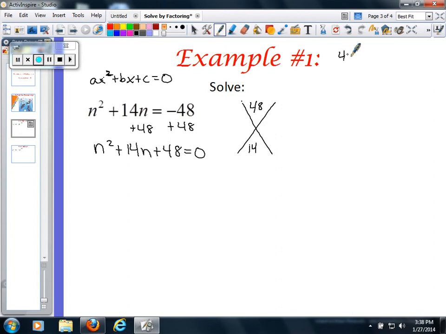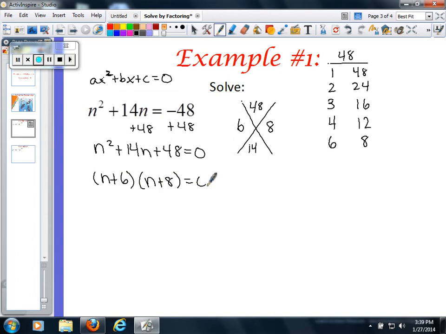Okay? My factors of 48 are 1 and 48, 2 and 24, 3 and 16, 4 and 12, and then 5 doesn't go in, you have 6 and 8. So here are my factors, 6 and 8. So now I'm going to get n plus 6 times n plus 8 equals 0.